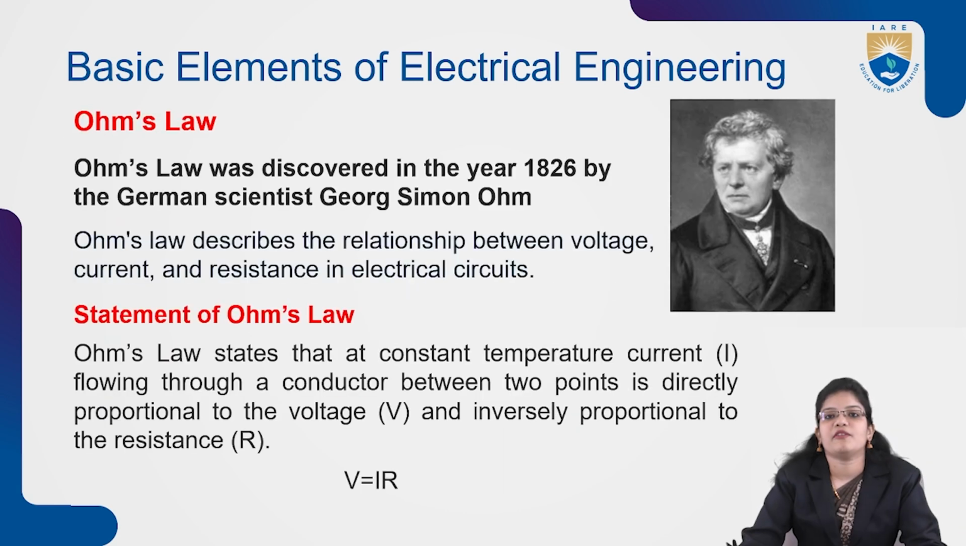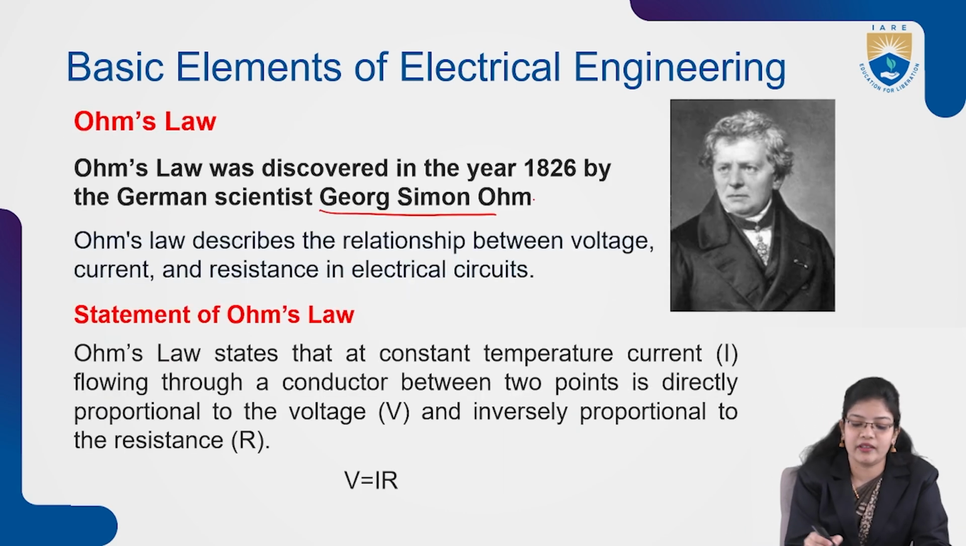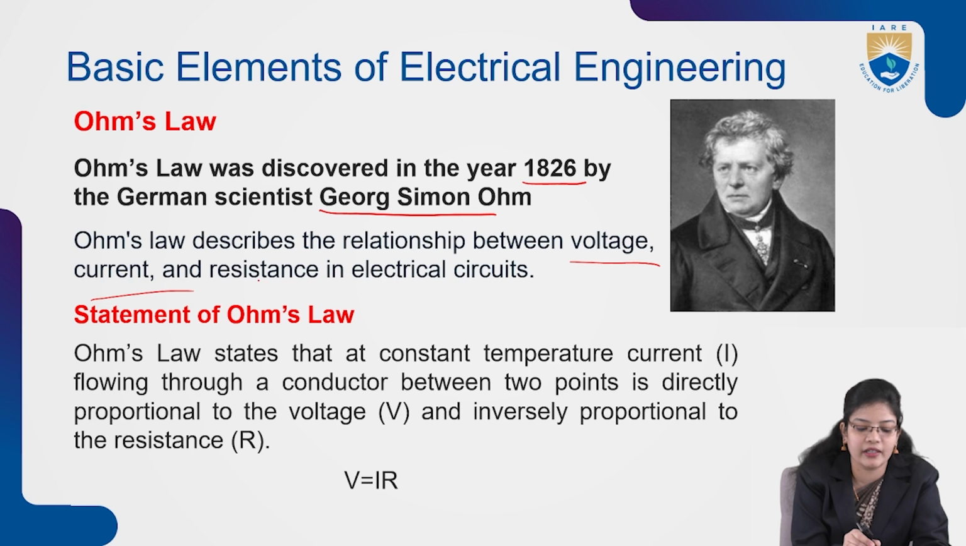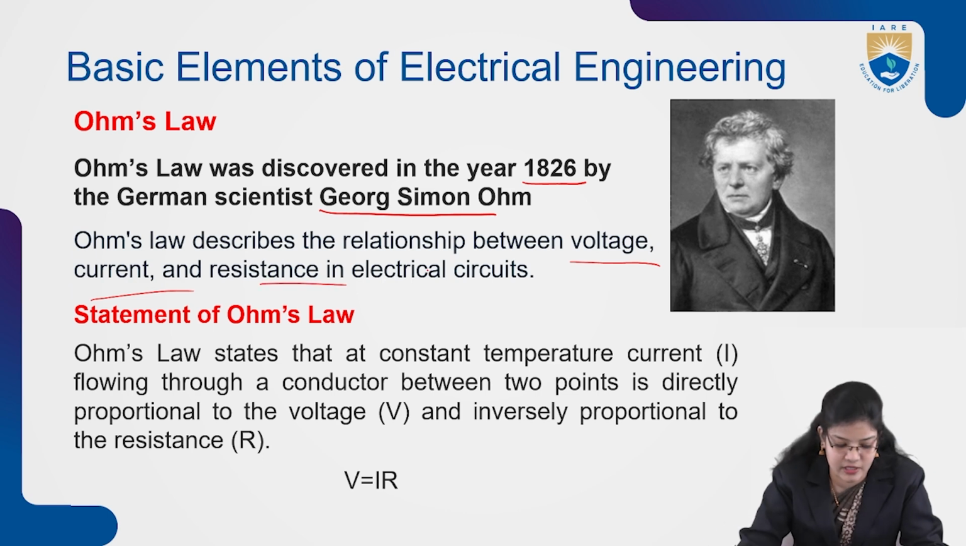Ohm's law was discovered by the German scientist named Georg Simon Ohm in the year 1826. He discovered Ohm's law to know the relationship between voltage, current, and resistance in electrical circuits.